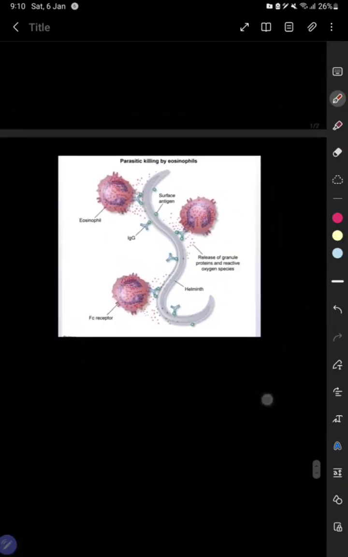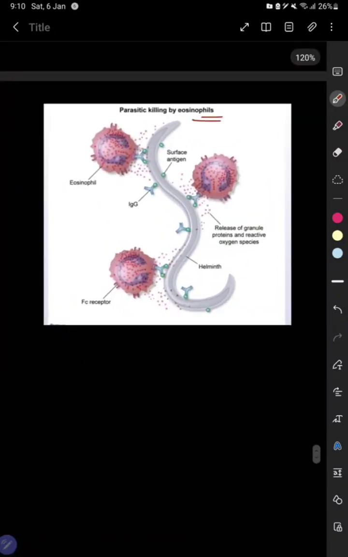See, here is a diagram of parasitic killing by eosinophils. How does it kill? This is a surface antigen of the parasite, and IgG comes, and then antibody dependent cell mediated immunity. Eosinophils are recruited, then the Fc receptor present on the eosinophils binds to this antibody, which is attached to the antigen of the helminth. This is the mechanism of eosinophils killing the parasite.